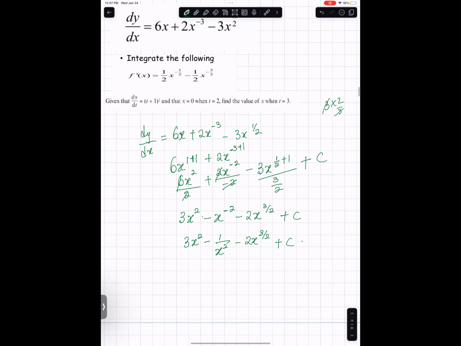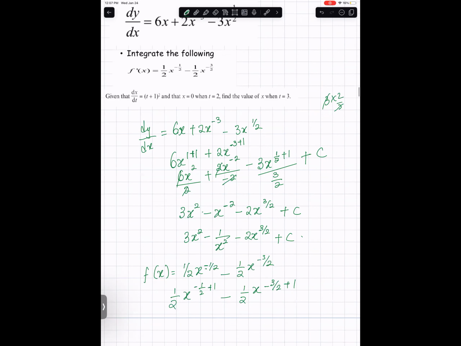Let's move to the next question, where we have f of x is equals to what? Half x to the power of minus half, then minus 1 over 2, x to the power of minus 3 over 2. So same thing we apply to this. I will have 1 over 2, x to the power of minus half plus 1, okay, then minus 1 over 2, x to the power of minus 3 over 2 plus 1.